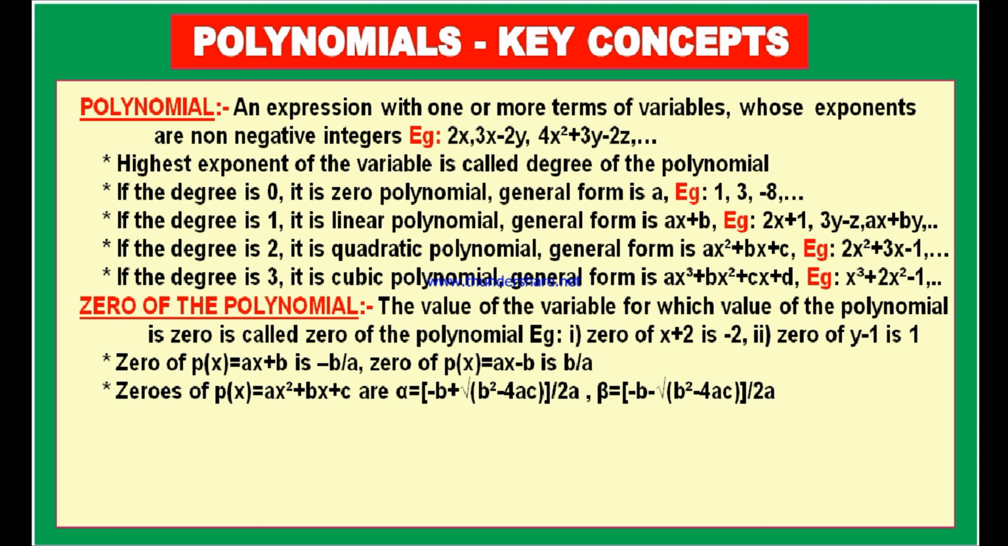The first value of the zero is given by alpha is equal to minus b plus root b square minus 4ac, by 2a.